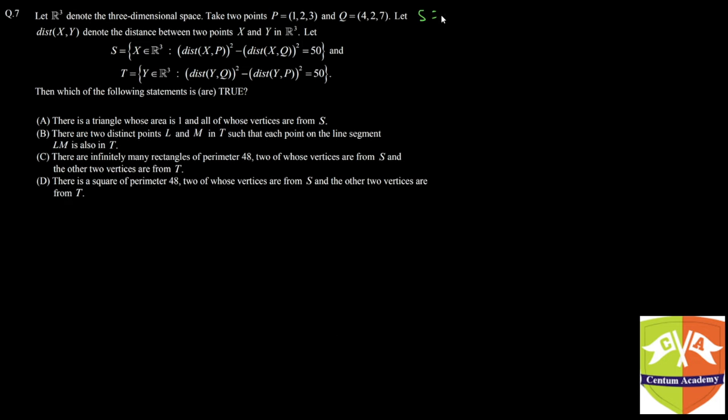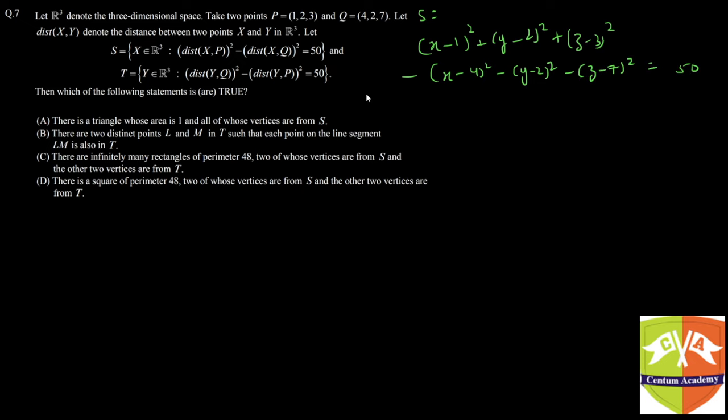Okay, we are solving for S, and this is (x minus 1) whole square plus (y minus 2) whole square plus (z minus 3) whole square. This is the distance of x from P whole square. And the distance of x from Q whole square would be (x minus 4) whole square minus (y minus 2) whole square minus (z minus 7) whole square. And this whole thing is equal to 50. So if we simplify this, x square, y square and z square will get cancelled, and only linear terms of x, y and z will remain. That means it's the equation of a plane in 3D.